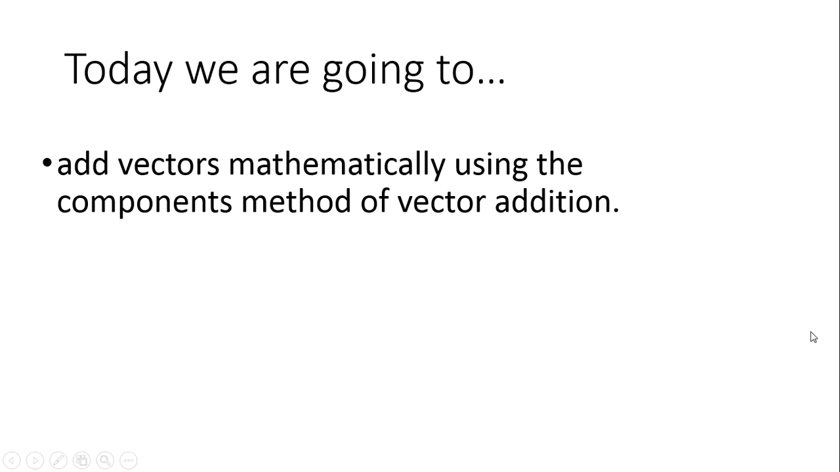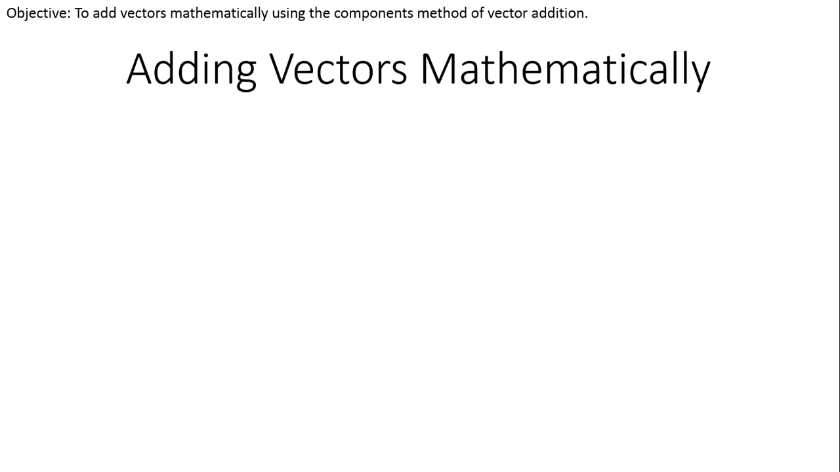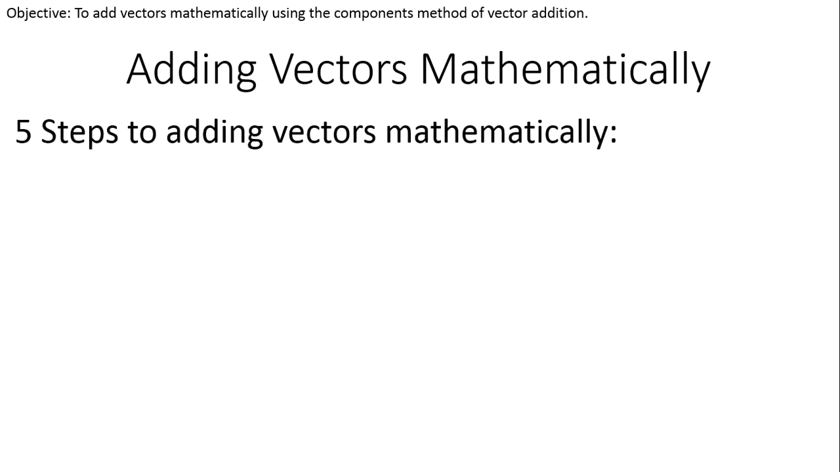So what we're going to do in this video is we're going to add vectors mathematically using what's called the components method of vector addition. So let's get started here. When we're adding vectors mathematically, there's going to be 5 steps that I want you to do. If you follow these 5 steps, you'll have no problems with adding vectors.